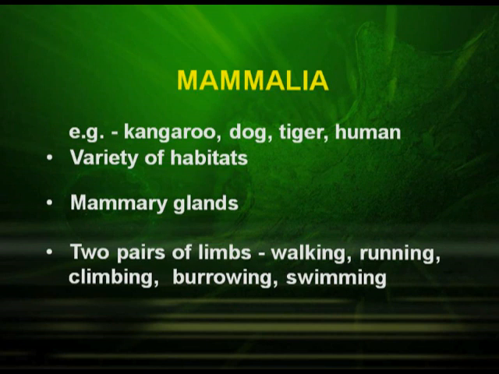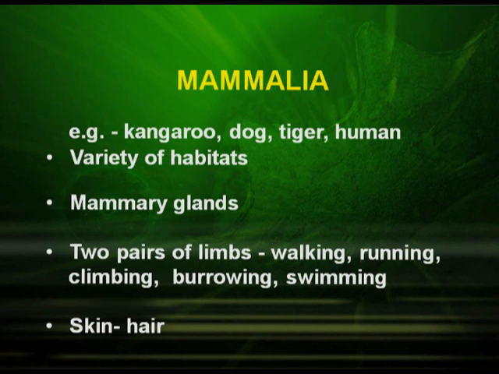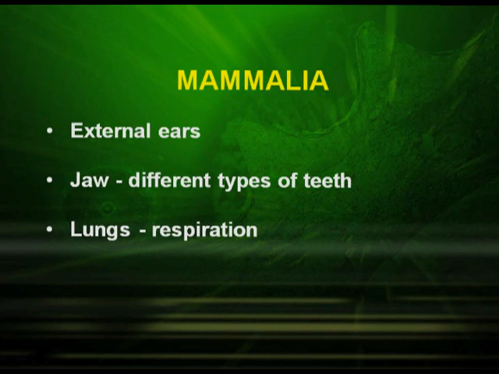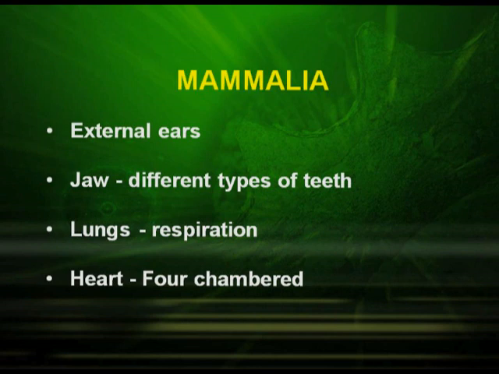Skin is covered by hairs, and they have external ears. Presence of jaw, and these jaws have different types of teeth. Respiration is carried out by lungs and the heart is 4 chambered. They are warm-blooded animals.